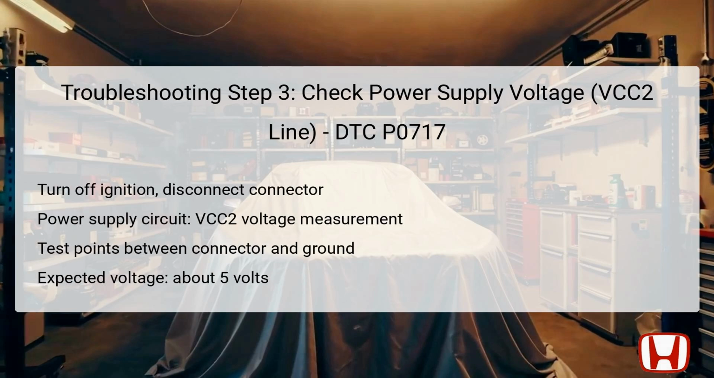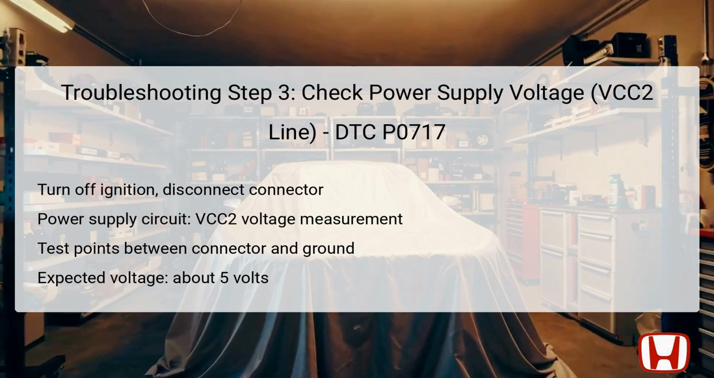The third step involves verifying the power supply voltage to the turbine speed sensor, specifically the VCC2 line, which provides the necessary operating voltage. Turning off the ignition, then disconnecting the sensor connector isolates the circuit for accurate measurement.